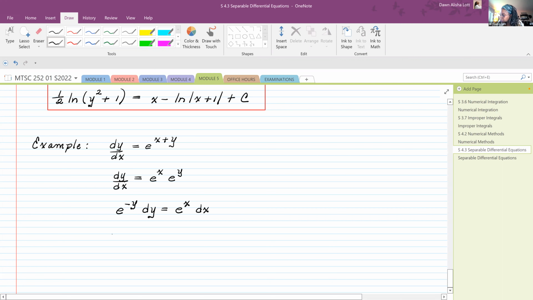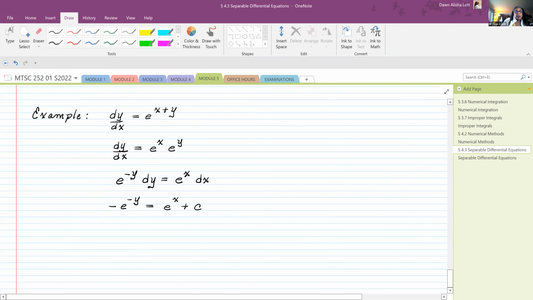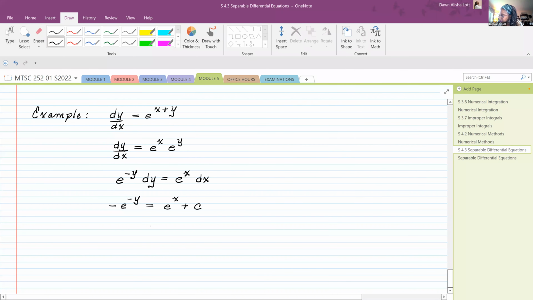Okay, so this turns out to be negative e to the negative y is equal to e to the x plus a constant. Basically I could leave it like that, or I could solve for y, but we're going to leave it like that because y is in the exponent. So I would write this as e to the x plus e to the negative y is equal to a constant. And this is just an implicit solution.